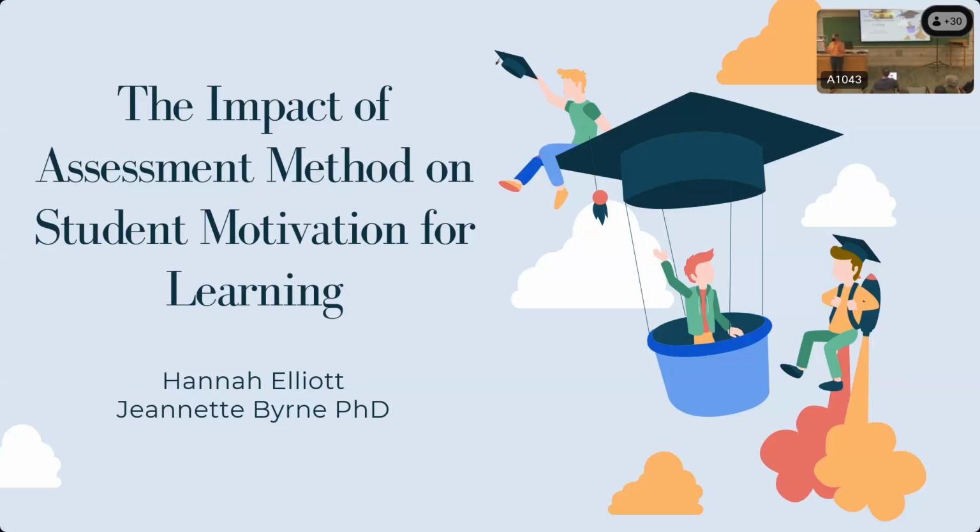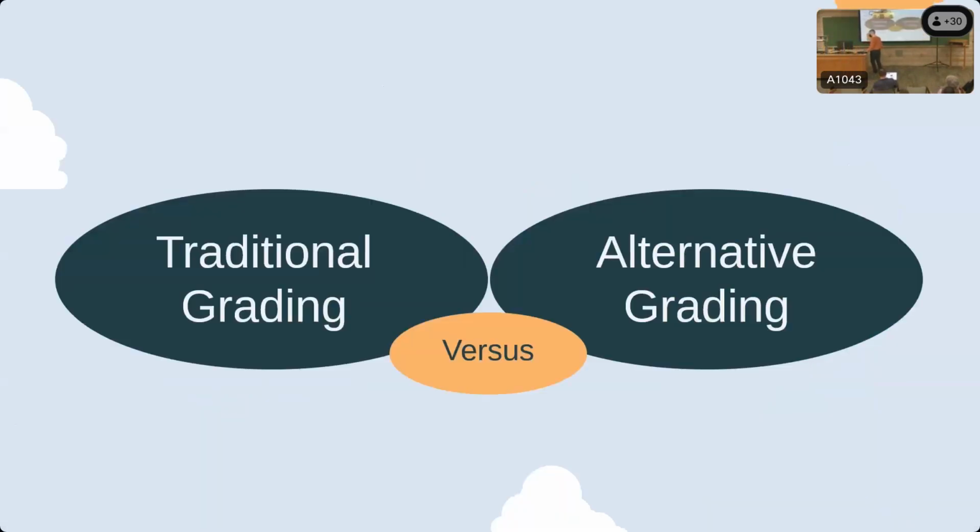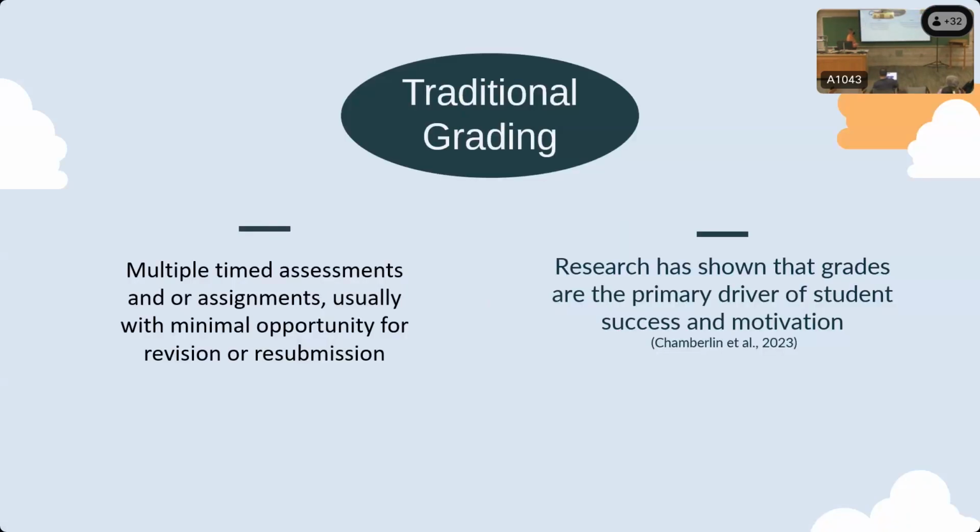So that sparked in her a desire to ask the question, which is essentially, what is the impact of assessment method on student motivation for learning? And when we're talking about assessment method, Hannah was comparing traditional grading to alternate grading or alternative grading. So I'm going to just start with some really brief definitions of these two things, and I'm going to talk about these a bit more tomorrow in the keynote.